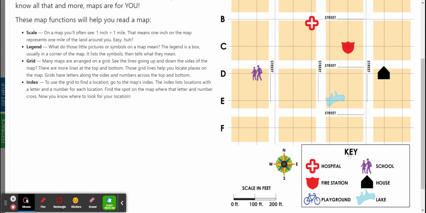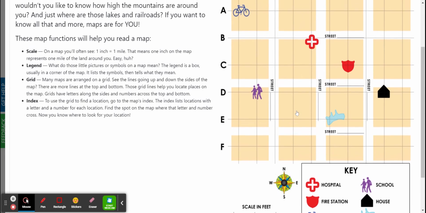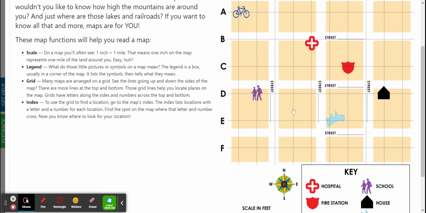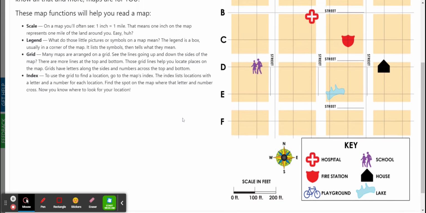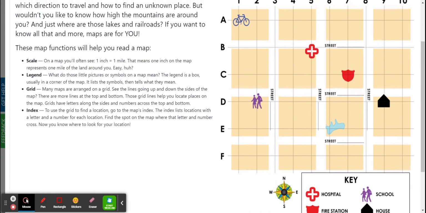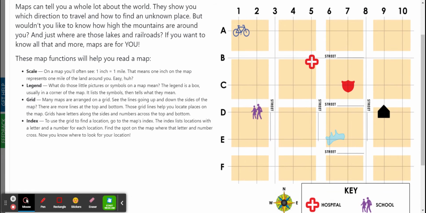This time the legend is labeled as the key. Okay, so you can see that this symbol is the hospital and it's right here. The fire station has this symbol and it is right up here. The playground is the bicycle and it's way up here. Okay, the school has these 2 people walking together and that's right here. The house has this picture and it's right here, and the lake is down here. Okay, so that is what the legend can help you figure out: what the different symbols on a map mean.